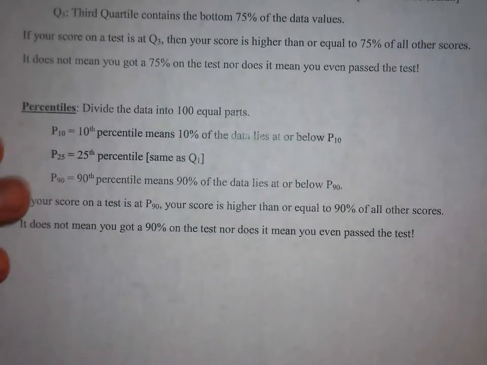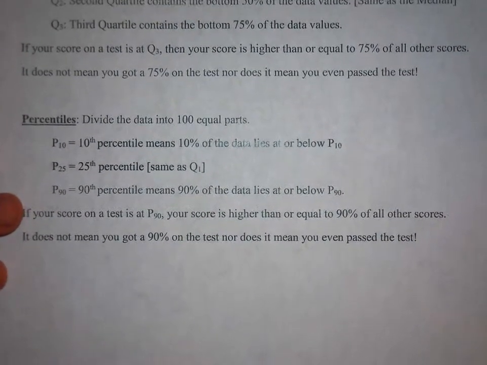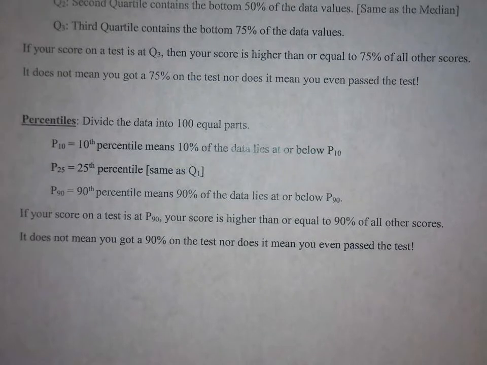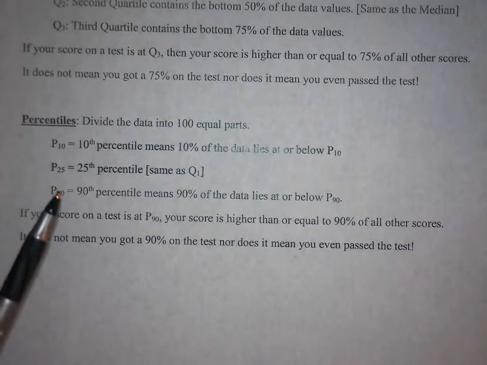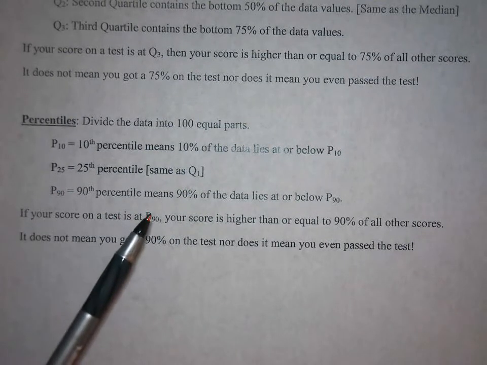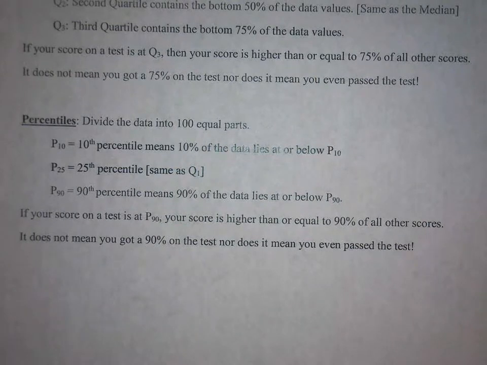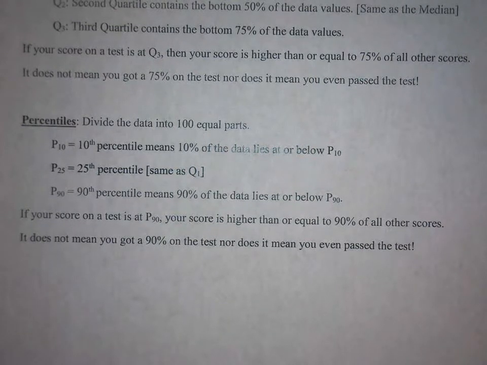Percentiles are very similar to quartiles, except instead of dividing into 4 equal parts, percentiles divide the data into 100 equal parts. So P sub 10 represents the 10th percentile, which means that 10% of the data lies at or below P10. P25 is the 25th percentile, and that's the same as Q1, the first quartile. And then P90 is the 90th percentile, meaning 90% of the data lies at or below P90.